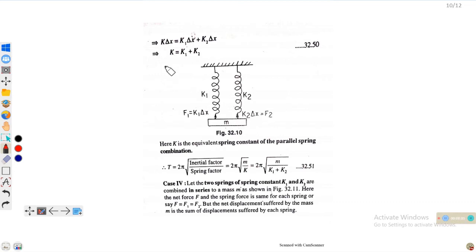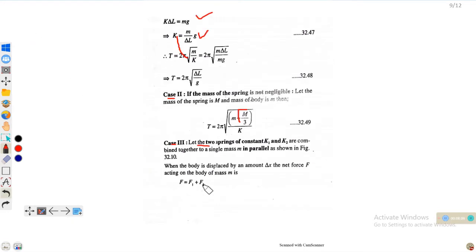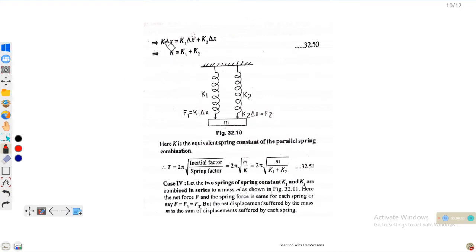So the net force F is equal to the sum of the two forces F1 plus F2, because both forces are acting in the same direction. So k into delta x will be equal to k1 into delta x plus k2 into delta x, because this is the force corresponding to spring 1, and this is the expression for the force corresponding to the second spring. Because the displacement is the same for both, since both are parallel, delta x will cancel on both sides of the equation. k will be equal to k1 plus k2.